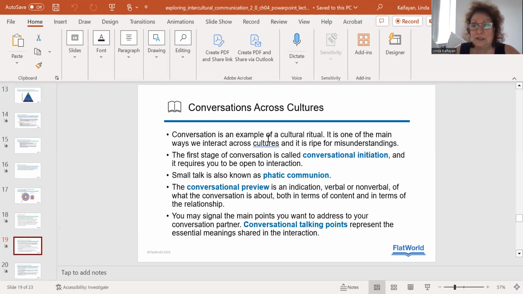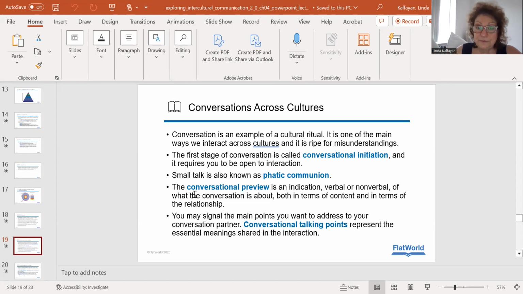So in a conversation across cultures, conversation is an example of a cultural ritual. We do like a feeling of belonging, and conversation helps us. It is one of the main ways we interact across cultures, and it is ripe for misunderstandings. The first stage of conversation is called conversation initiation. This isn't rocket science, pretty much makes sense, and it requires you to be open to the interaction. As I said before, if you're not getting a reciprocation, then the other person is not open to a conversation, and you move on. We call phatic communication your everyday talk.